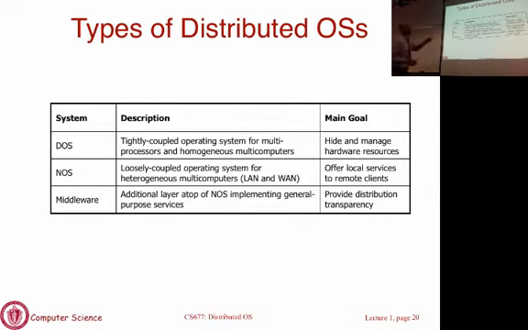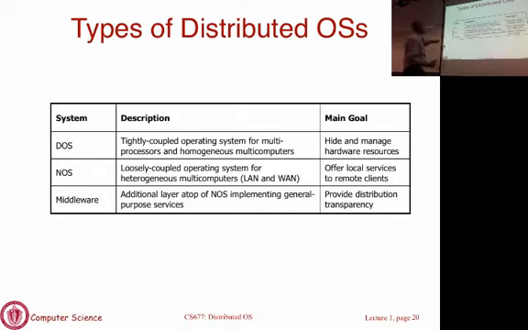So this is the tightest form of coupling you are going to get. This is going to hide the presence of multiple machines and manage them as a single unified machine. Okay, network operating system relaxes some of that. This is what we actually will see. You will see the presence of multiple machines. They will each have their own IP address, each have their own name, but they will have other pieces of software that will allow applications to run across multiple machines and allow them to do something useful.